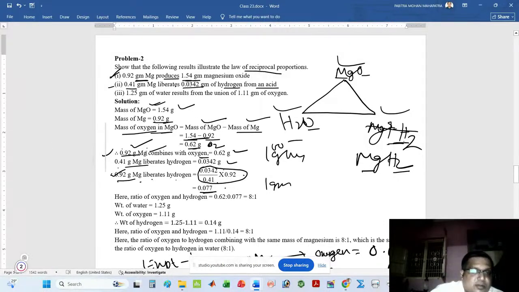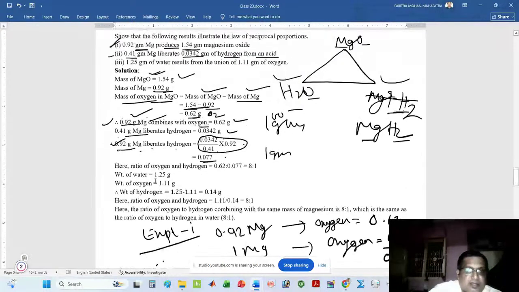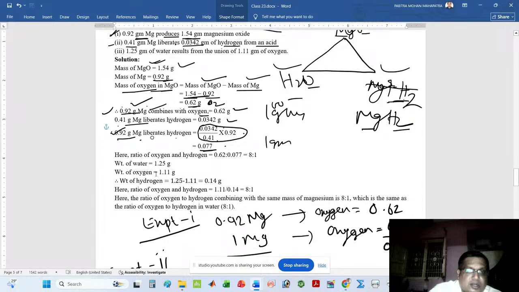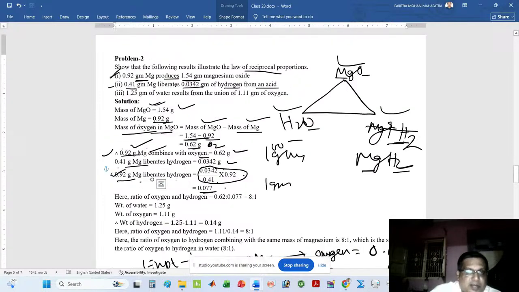The weight of magnesium must be the same in experiment I and experiment II. Here I have taken 0.92 gram of magnesium in experiment I, so I have also taken 0.92 gram of magnesium here. Now, if I maintain the magnesium weight as a constant, the same in both cases, the next step is to find the ratio of oxygen and hydrogen. Oxygen is from experiment I, hydrogen from experiment II.